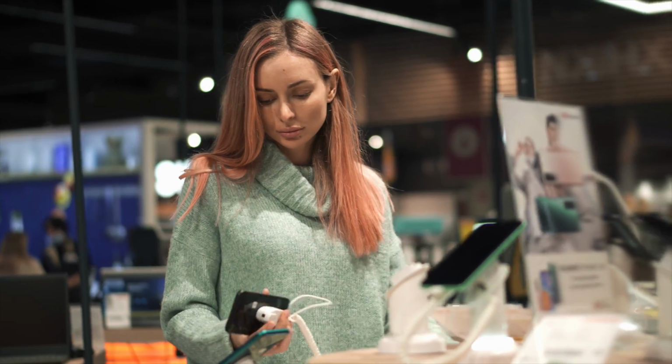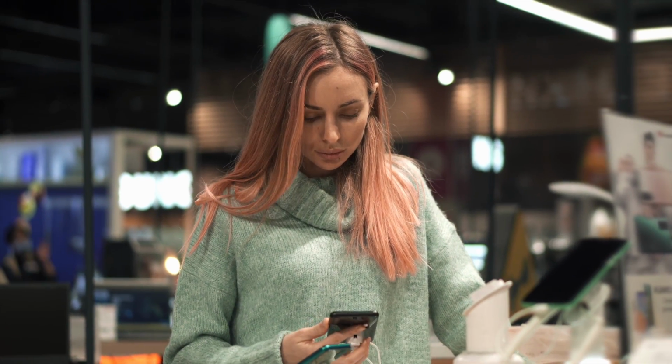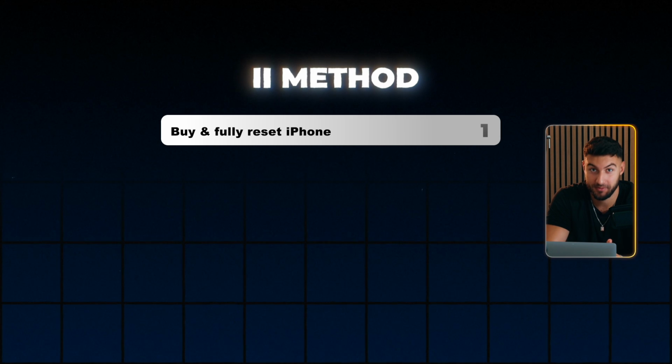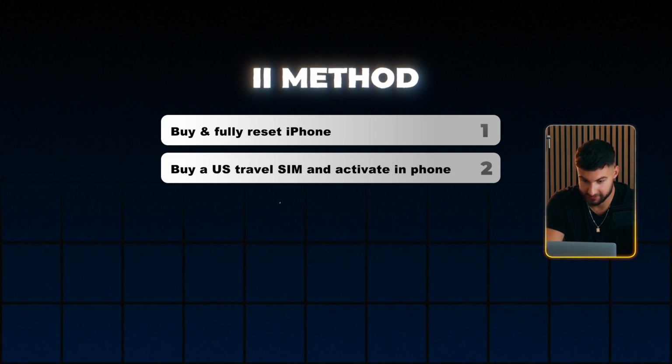If this doesn't work for you, then we go to the next method, which is the SIM card VPN strategy. So for this one, you will probably have to buy a new phone because you will have to have a new SIM card, new number and stuff like that, meaning it's going to be super annoying if you do it on your personal phone. So ideally, buy a second phone, then again, an iPhone, preferably an iPhone 11 or even newer, and also make sure that it's fully reset. Then purchase a United States travel SIM and make sure to activate it and put it in your phone, okay?